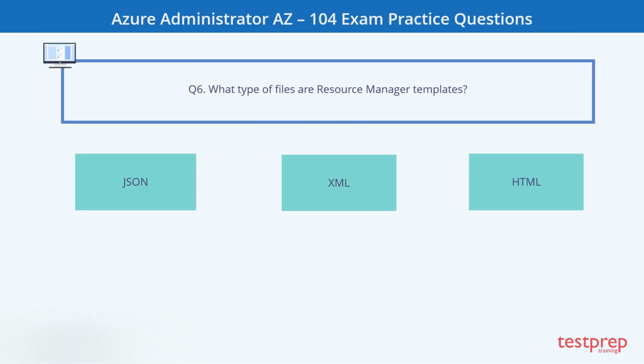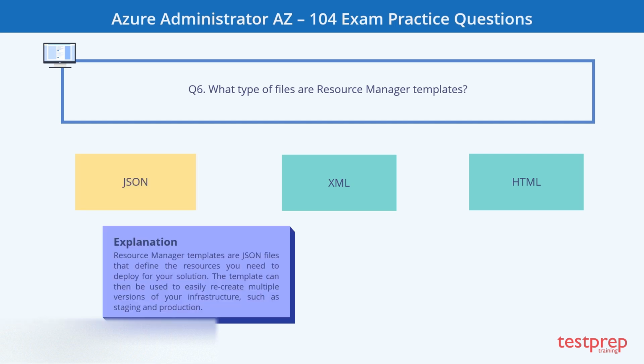Question 6. What type of files are Resource Manager templates? 1. JSON. 2. XML. 3. HTML. Resource Manager templates are JSON files that define the resources you need to deploy for your solution. The template can then be used to easily recreate multiple versions of your infrastructure, such as staging and production.